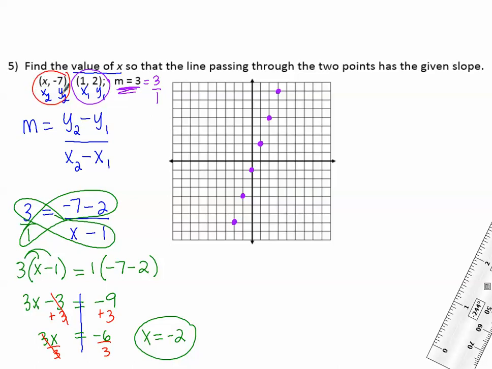this point has the y-coordinate of negative 7. So on the y-axis, 1, 2, 3, 4, 5, 6, 7, here's negative 7. Here is the point that goes with it. What is the x-coordinate? On the x-axis, 1, 2, negative 2. So now I can tell from the graph that the x-coordinate is negative 2, because this is the point (negative 2, negative 7) that lines up with my other points. You may do it either way.